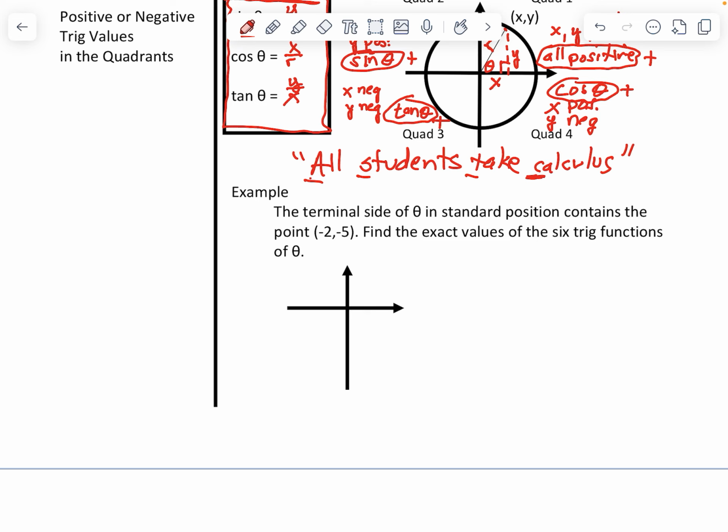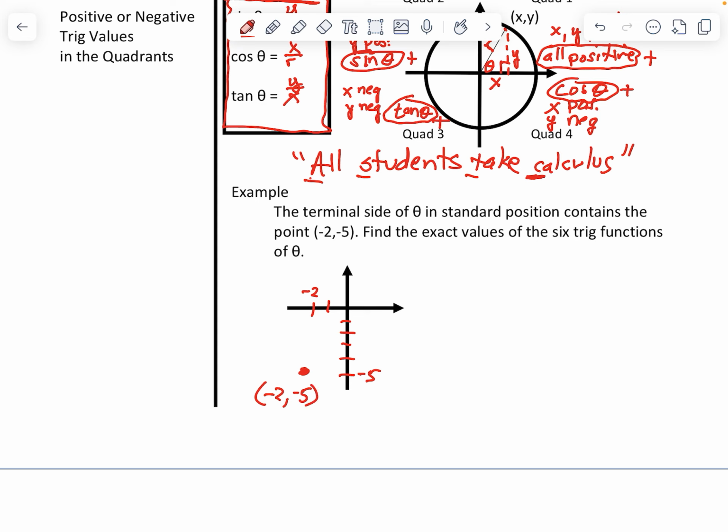Find the exact values of the 6 trig functions of theta. So if we go -2 and then -5, we get an ordered pair down here. So this would be -2, -5.